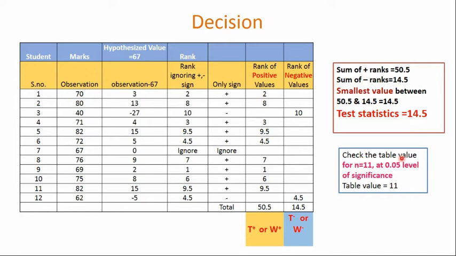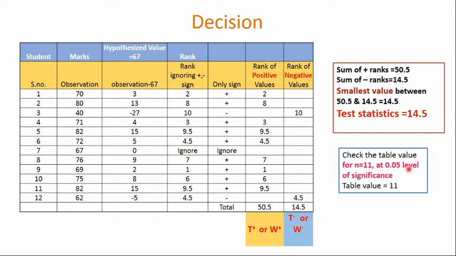Check the table value. We have to compare this value with the table value. We will check the table value for n equal to 11. Here the values are 12, but one value was equal to the hypothesized value. We will discard that value. Now 12 minus 1, so 11 will be counted.